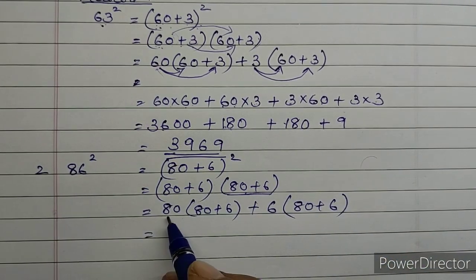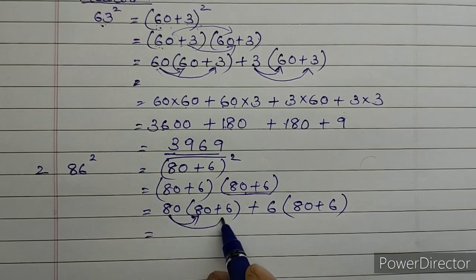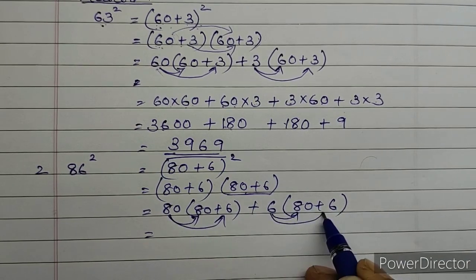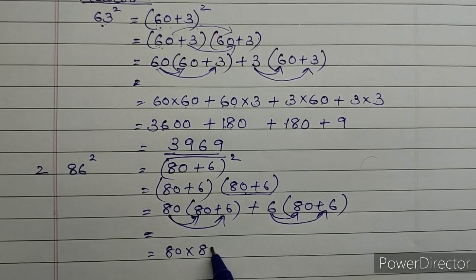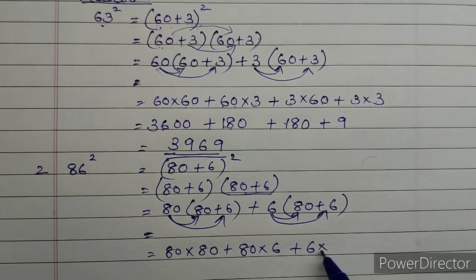Next distributive property, 80 into 80. Each one you have to multiply. It will come 80 into 80 plus 80 into 6 plus 6 into 80 plus 6 into 6.